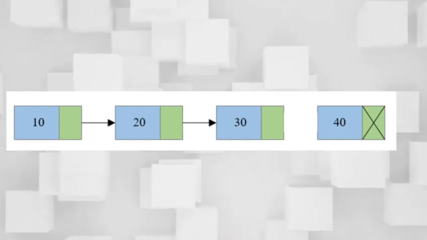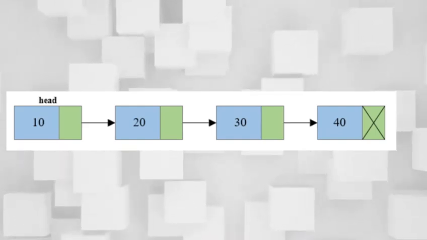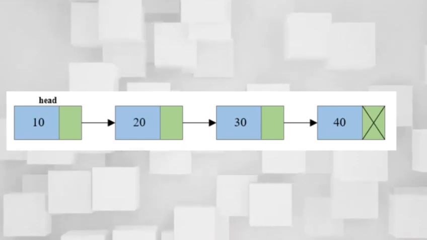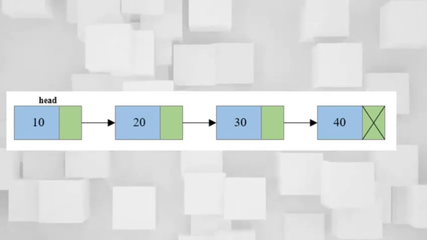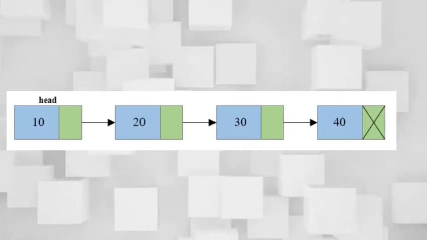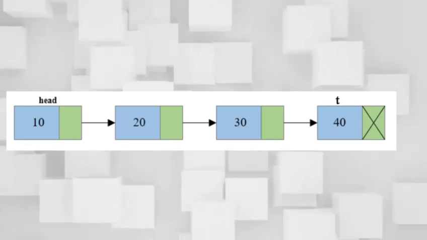Let's see how a singly linked list works. Suppose we have a list of numbers 10, 20, 30, and 40. Each number will be a node, and we'll connect them in sequence. The first node is called the head, and it's the entry point to our list. From the head, we can traverse the list by following the next references until we reach a node with no next reference, known as the tail.